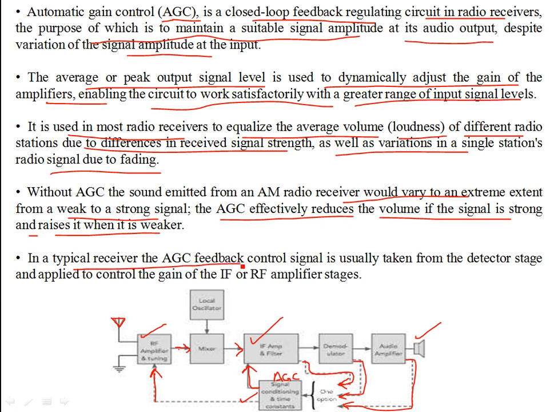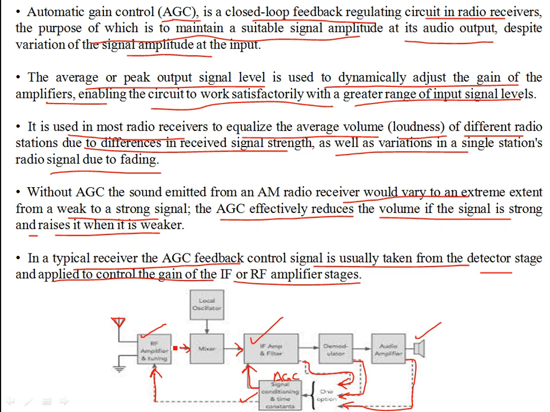So in a typical receiver, the AGC feedback control signal is usually taken from the detector stage over here. There's a detector stage, demodulator stage, and it is applied to the gain of the IF and RF amplifier stages. Besides adjusting the gain, it also helps in avoiding the conditions where these IF amplifiers and RF amplifiers might overdrive, or might overload the next stage. Okay, so the automatic gain control can also avoid these situations.